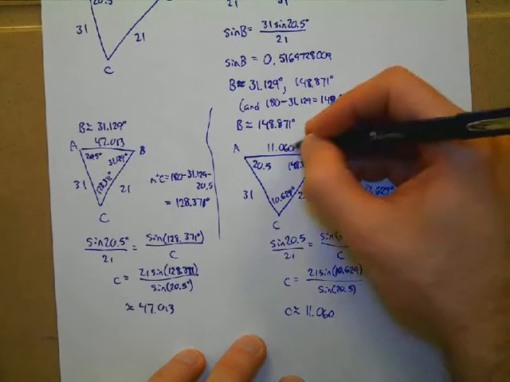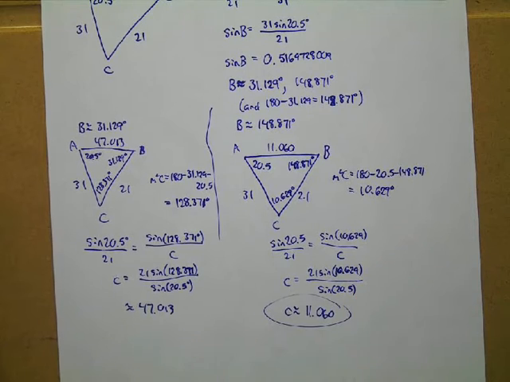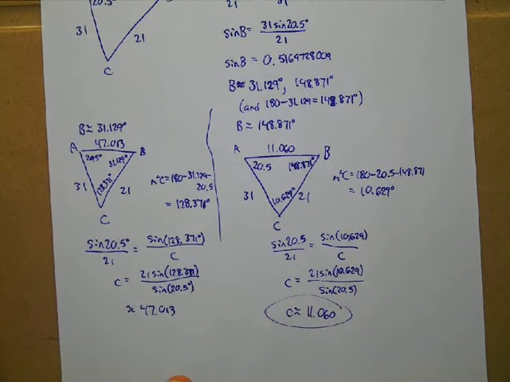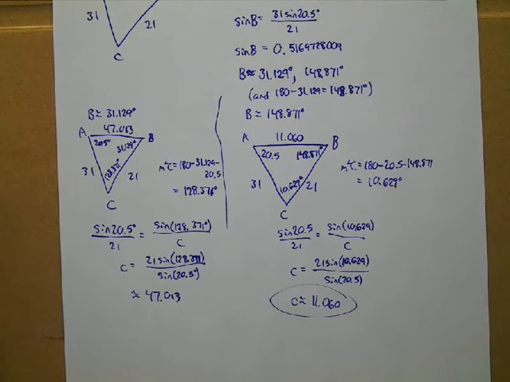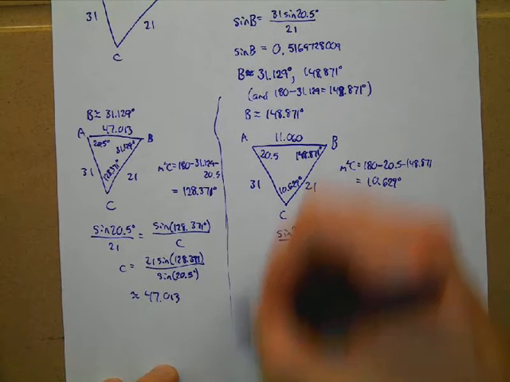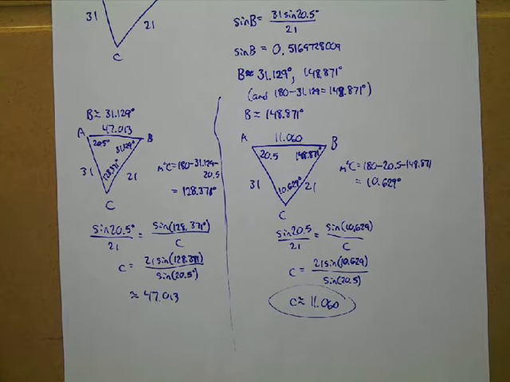You'll see again that C switches. So C in the first triangle ended up being the biggest angle, and then side C ended up being the biggest side. But then in the second triangle, angle C had to end up being the smaller angle, and therefore be opposite the smaller side. But it still fits. It still works.